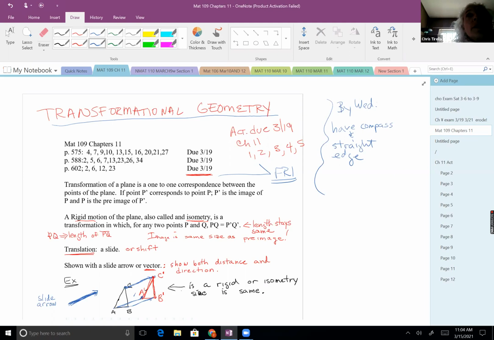Again, I believe that there is dot paper that you can print out in Blackboard. There's graph paper you can print out in Blackboard if you don't have graph paper of your own. You can also just Google dot paper, and Google graph paper, and get pictures of them. Does anybody have questions on any of those homework questions from chapter 11? Does anybody want to look at any of those textbook problems?